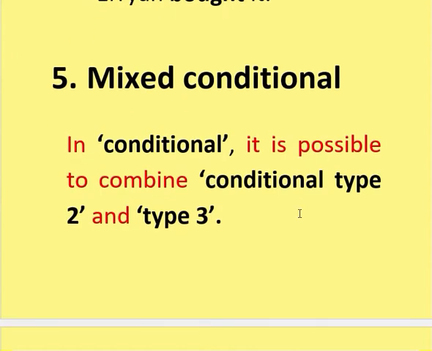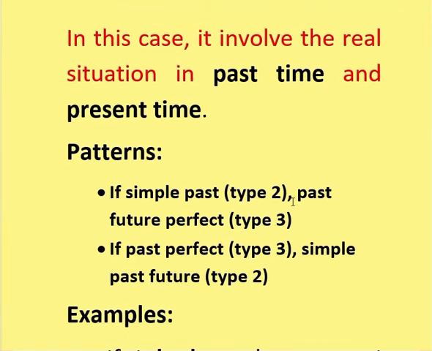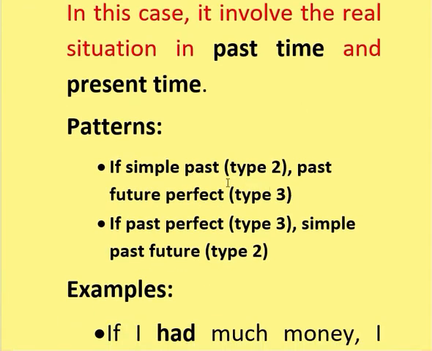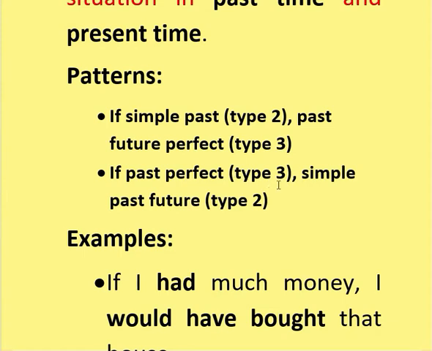And then we have mixed conditionals. Mixed conditional is the combination of conditional type 2 and also type 3. In this case, it involves the real situation in the past time and also present time. So we have the patterns. If simple past, it means type 2. Past future perfect, it means type 3. Or if past perfect, it means type 3. Simple past future, it means type 2.